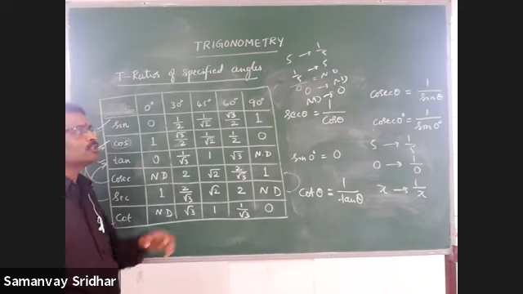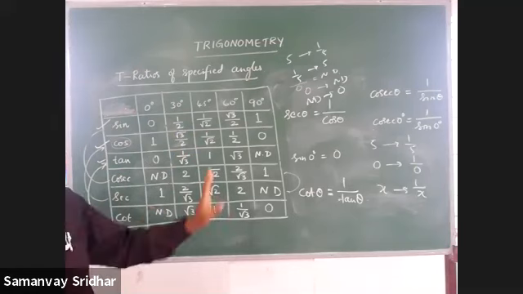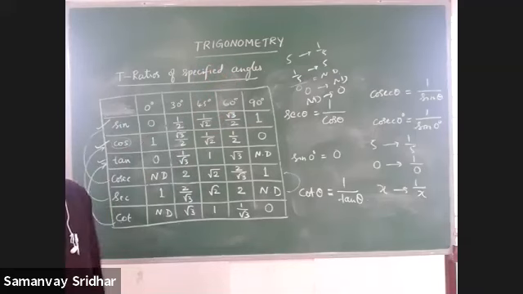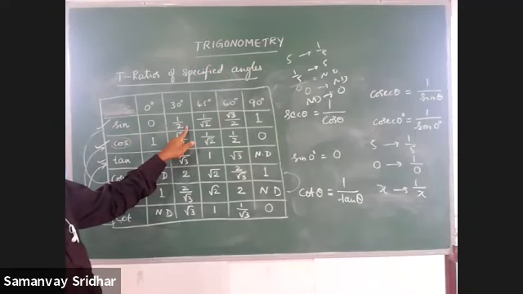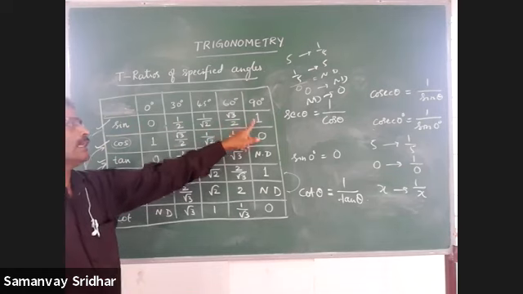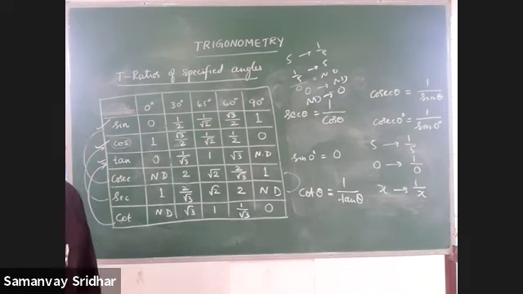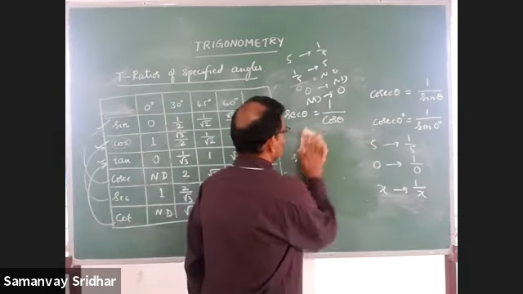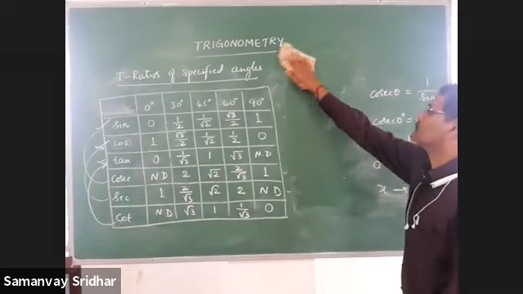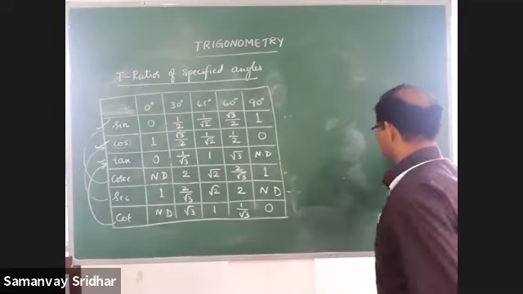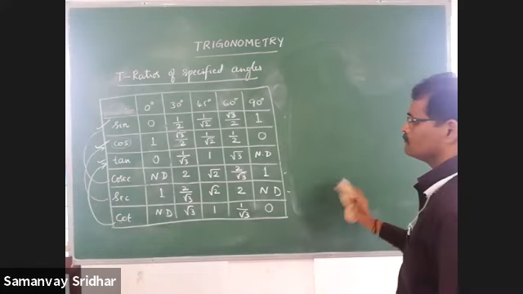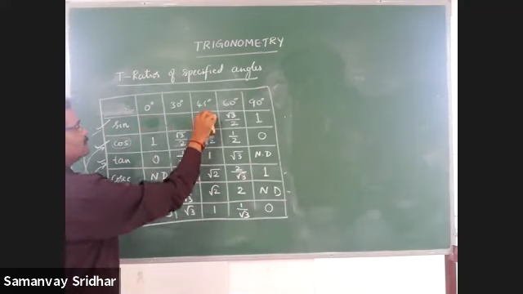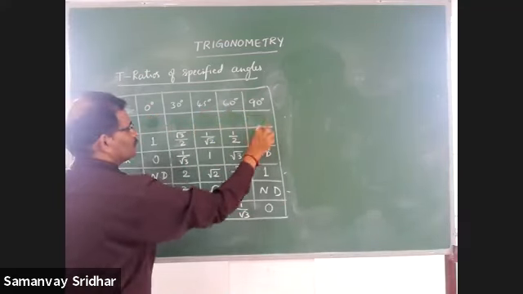But using the technique, I completed the table here. These values are called key ratios of specified angle: sin 0 degree, sin 30 degree, sin 45 degree, sin 60 degree, and so on. Right? You got this? Clear? Yes, once again we can fill. Directly I'll fill. Just observe how I fill.